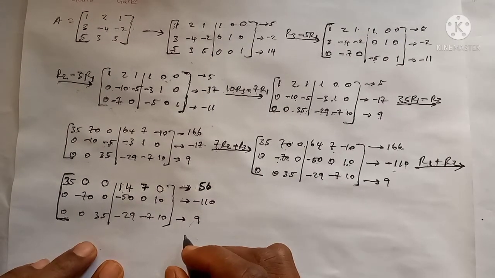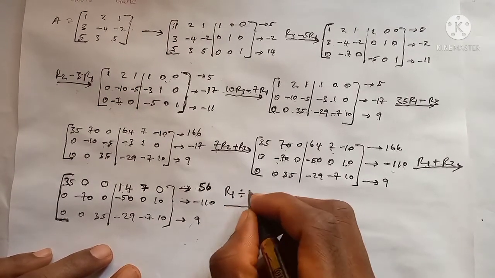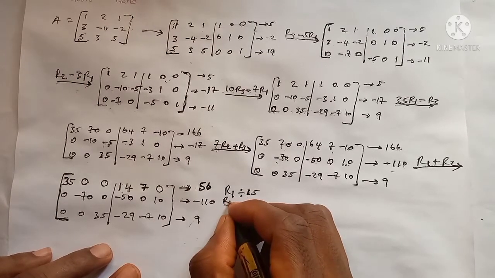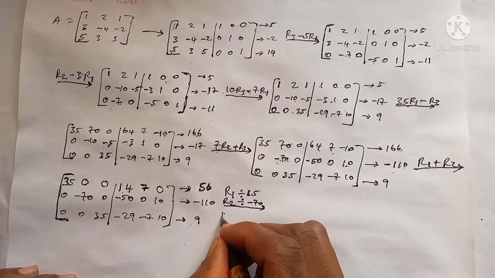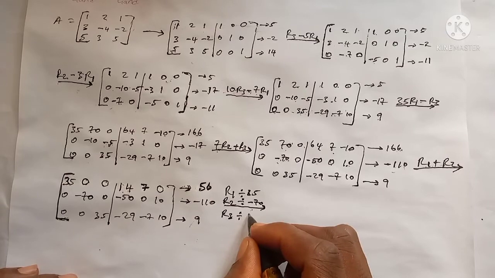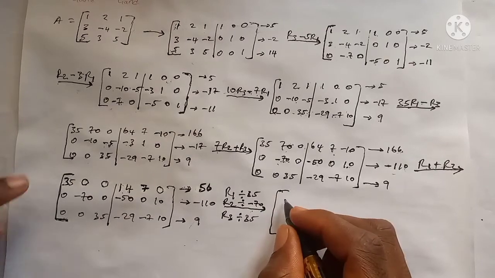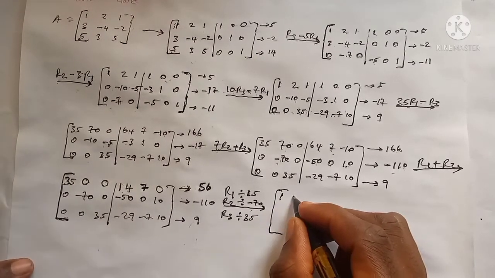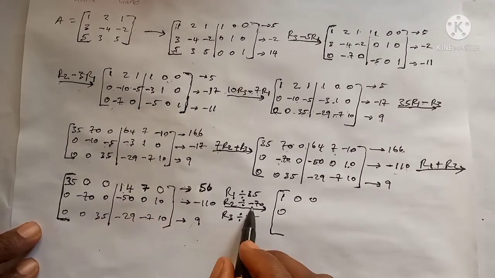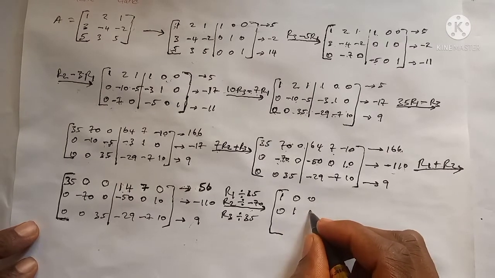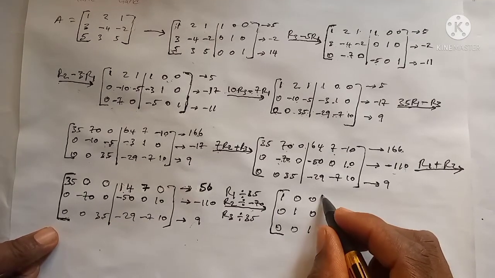Okay, we're now going to divide row 1 with 35, row 2 with minus 70, and row 3 with 35. 35 divided by 35 gives us 1, and this will be 0 and 0. This is 0 for this. Minus 70 divided by minus 70 will give us 1, 0, and then 0, 0, 35 divided by 35 will give us 1.